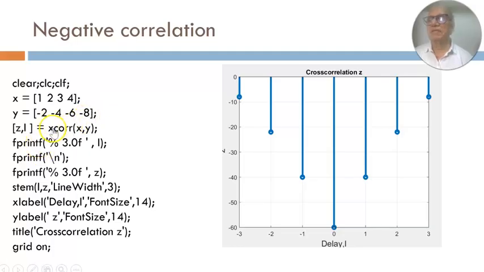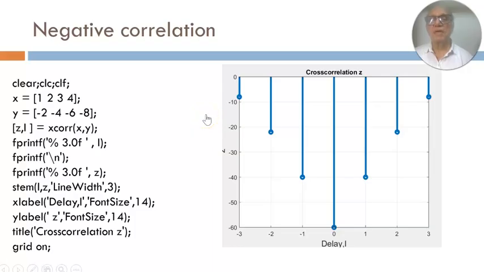So again, the rest of the program is straightforward. Zi, this is what you get. You can print the values and you can plot, and the plot I have shown here, although in the console you will also see the printed values. So you can see in this case the correlation values are all negative. So that's an example of a negative correlation.